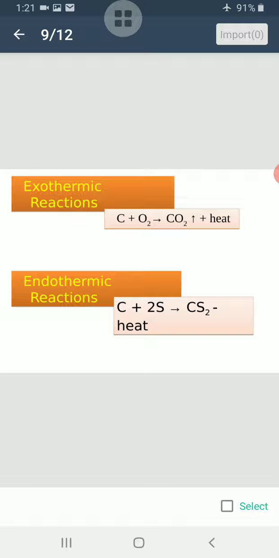So there is a minus heat, that means the heat is absorbed. And another one is when nitrogen and oxygen are heated to high temperature, they react to form nitric oxide and in that reaction heat is also absorbed. So energy in other forms such as light and sound is also evolved in some reactions. For example, in the explosion of firecrackers, it is a type of combustion reaction.